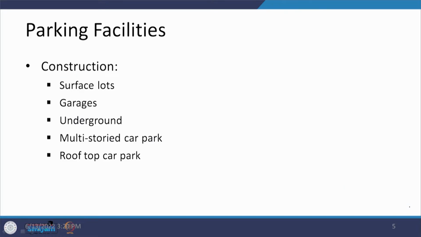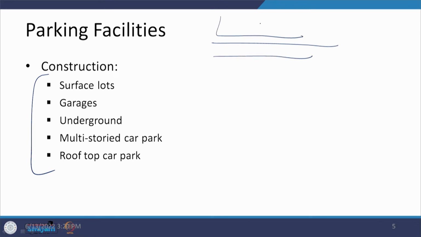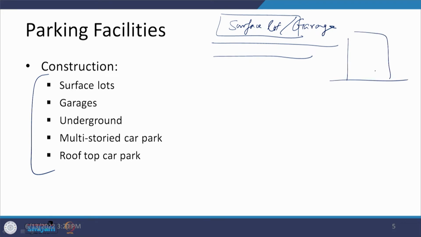And once all of these things have not worked, then we have to go for a construction, and this construction can be in different forms. It can be in the form that we have a road and there is a dedicated space which is a surface lot or a garage, or it can be development as a multi-level development.